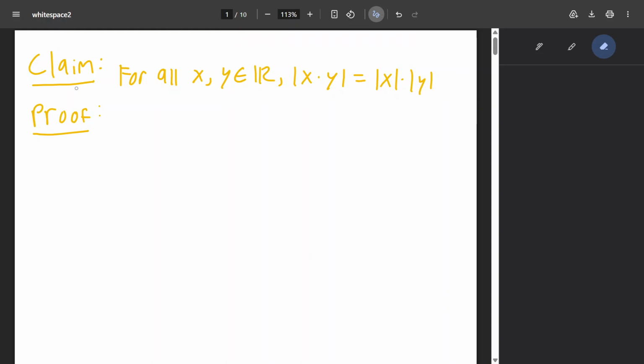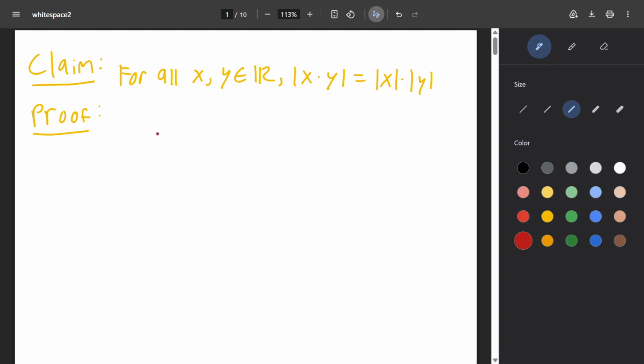Today we'll be proving the claim that for all x, y in R, the real numbers, the absolute value of x times y is equal to the absolute value of x times the absolute value of y. So let's start our proof by remembering a definition.